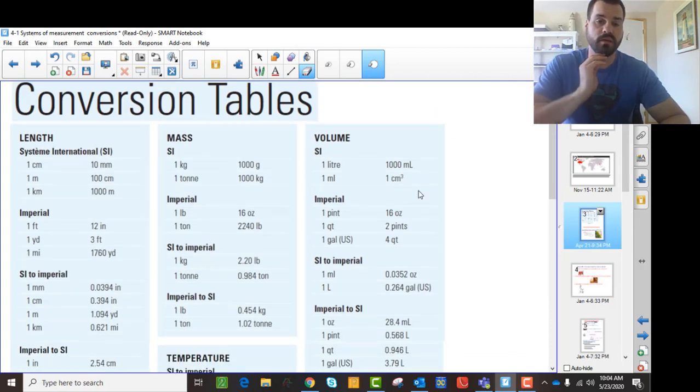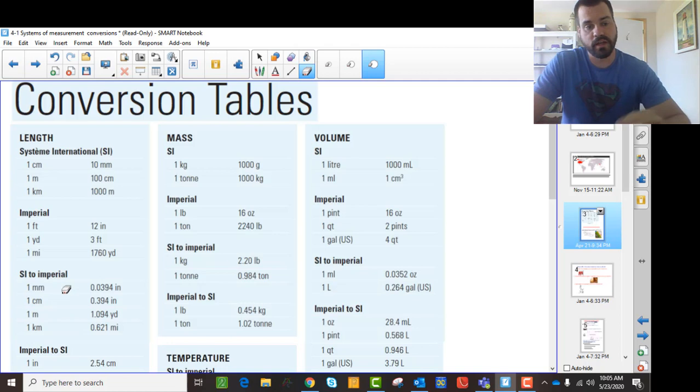And you're going to have to use a conversion factor. Okay, so there are a whole bunch of them here. And these are the conversion factors for the different measurements. So you can look at, for example, 1 centimeter is 10 millimeters, 1 meter is 100 centimeters, kilometers 1,000 meters. And then, so that's within the international system, the Système International. Then you have the imperial system. A foot is 12 inches, a yard is 3 feet, a mile is 1,760 yards.